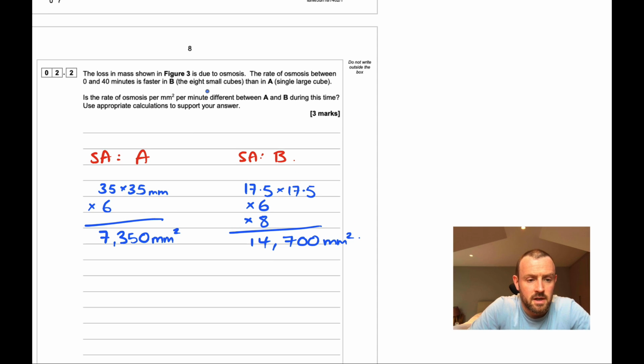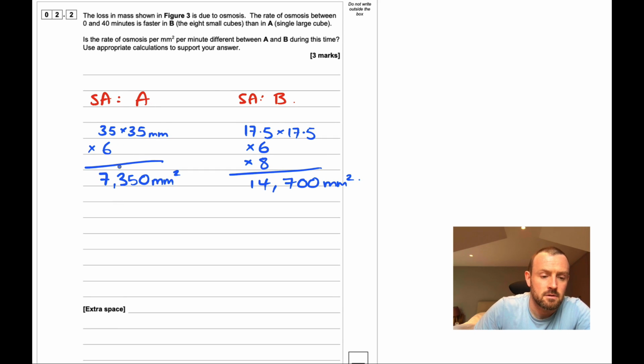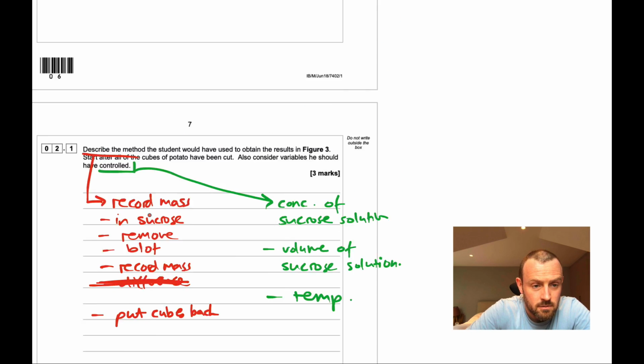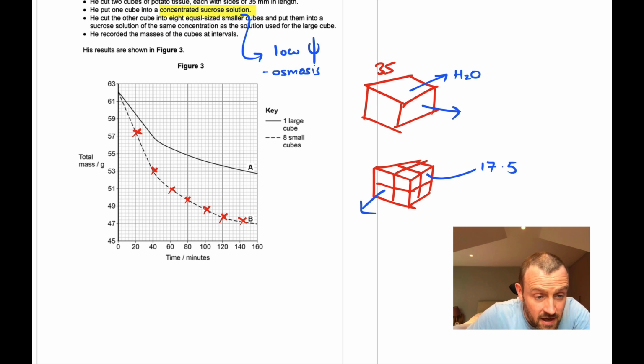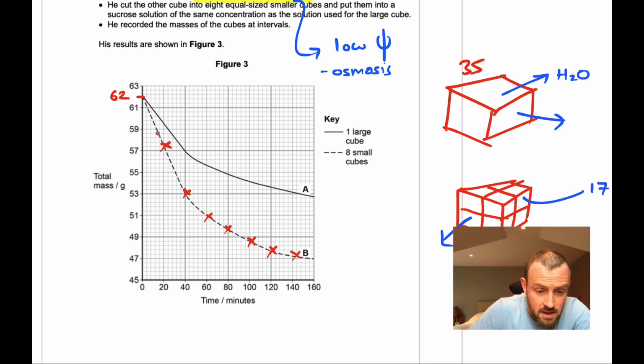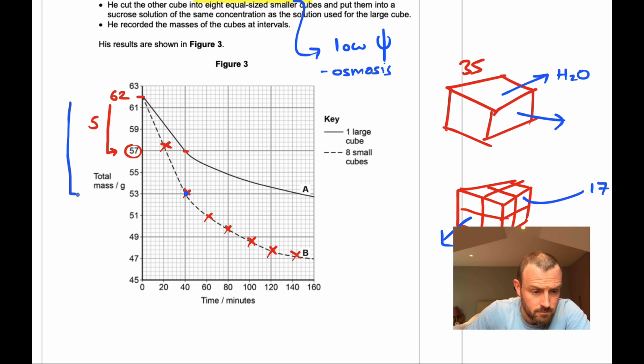Okay, and then what's this thing? It says the rate of osmosis per millimeter squared per minute different between A and B during this time. My goodness, there's a lot of maths to do to get these marks. All right, so for A, I'm going to change color. The rate of osmosis in the first 40 minutes: A has gone from 62, we've got to really pinch in and make sure that we're reading this accurately, A has gone to 57. So 62 to 57, which is a change of 5. And then for B, we've gone from 62 to 53. So that's another 4, so that's 9. 5 versus 9.